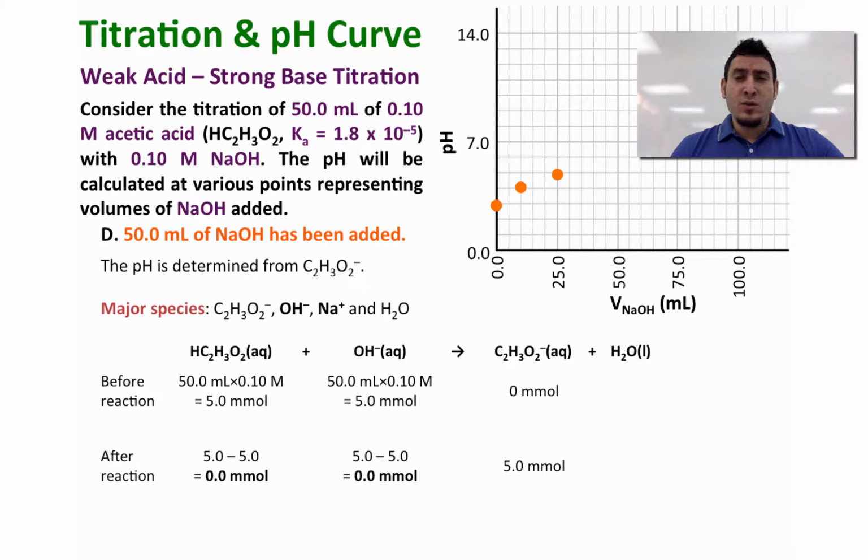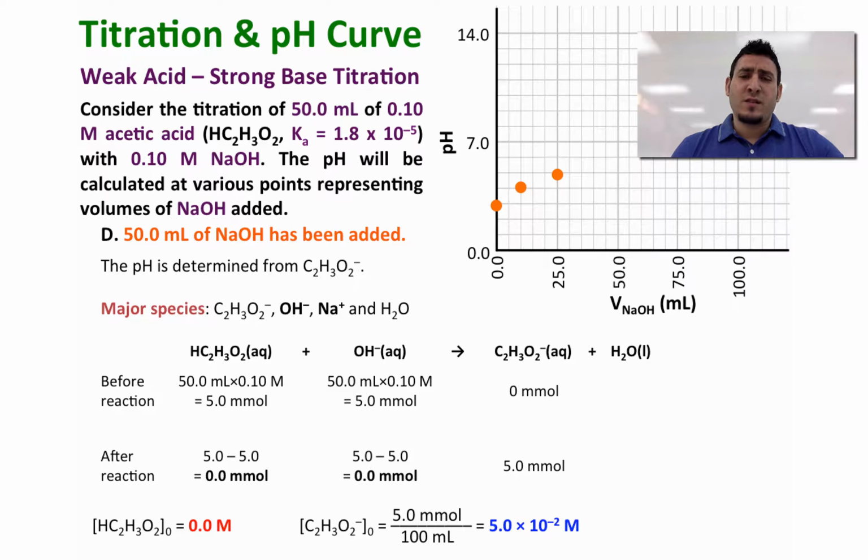Since there's no limiting reactant nor excess, or they are both limiting reactants, the number of mole of acetic acid and sodium hydroxide will be equal to 0, and the number of mole of acetate will be equal to 5 millimole. So now the only species that I have as a base or acid is the acetate, and it's a base. The concentration of acetic acid is going to be equal to 0, and the concentration of acetate is going to be equal to 5.0 times 10 to the power minus 2 molar.